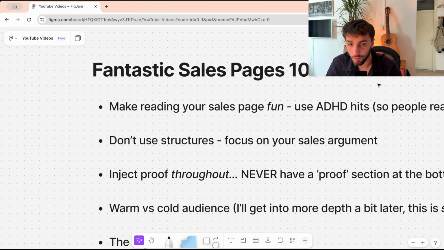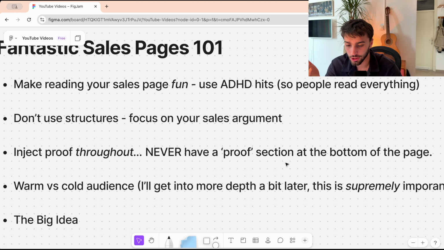I mean, okay, if you're writing for the first time ever, sure, you can use a structure you found online. But if you actually want to write insanely good sales pages that are way different from what people are used to seeing and so therefore are more effective, then you really need to stop using structures and inject proof throughout. Never have a proof section at the bottom of the page.